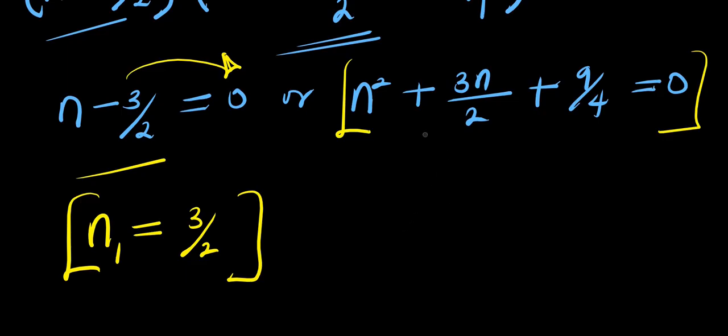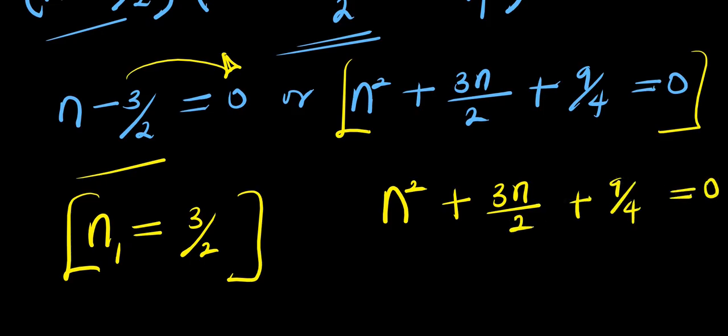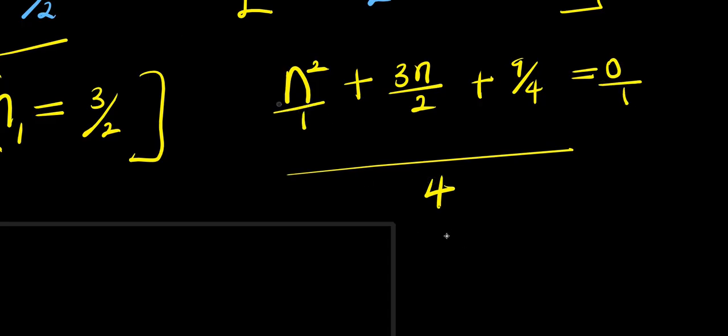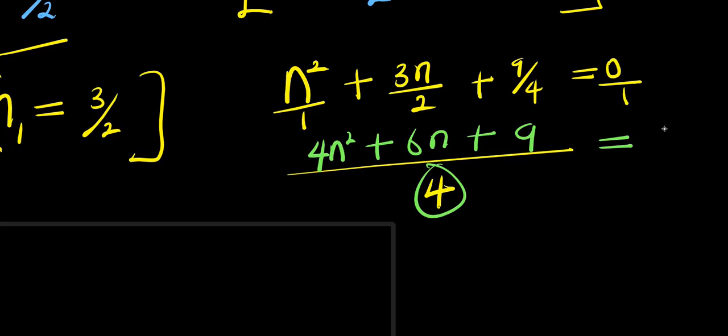Now what we can do will be to find the common LCM. So I have n squared plus 3n over 2 plus 9 over 4 equals 0. So the common LCM here is 4. I have 4, this over 1, and this over 1. So I'm going to have 4 divided by 1, 4 times n squared. This is 4n squared plus 4 divided by 2, 2 times 3n. This is 6n plus 4 divided by 4, 1 times 9. You have 9. This equals 4 divided by 1, 4 times 0. This is 0.